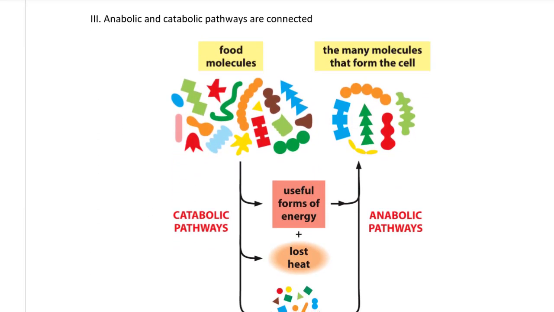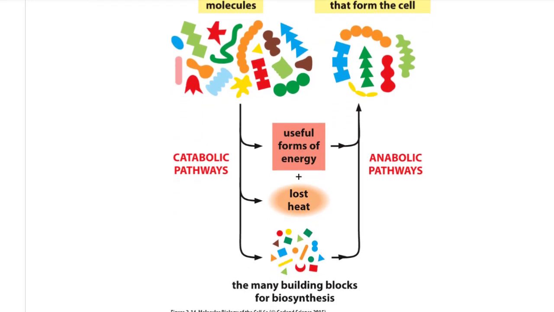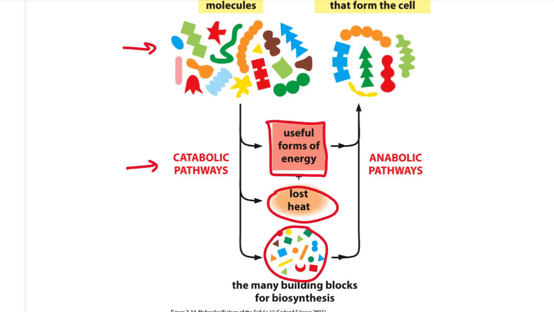Now, as we saw before with proteins and amino acids, catabolic pathways and anabolic pathways are connected to each other. In this picture, you can see bigger molecules are led through catabolic pathways, and sometimes useful energy is harvested from breaking down these molecules, and some of it is lost as heat. You get a bunch of small molecules from breaking down bigger molecules, but then those smaller molecules can be used in anabolic pathways to build big molecules again.